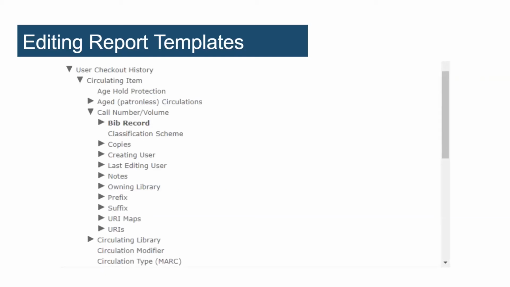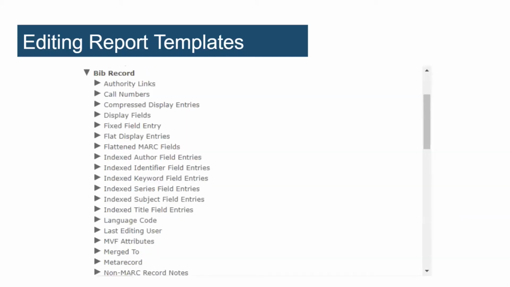With call number and volume expanded, let's expand bib record next. The amount of stuff in here is a bit overwhelming. Don't let yourself get confused. We want to keep the path to the data the same as the title and author. That way we can keep our report as simple as possible.